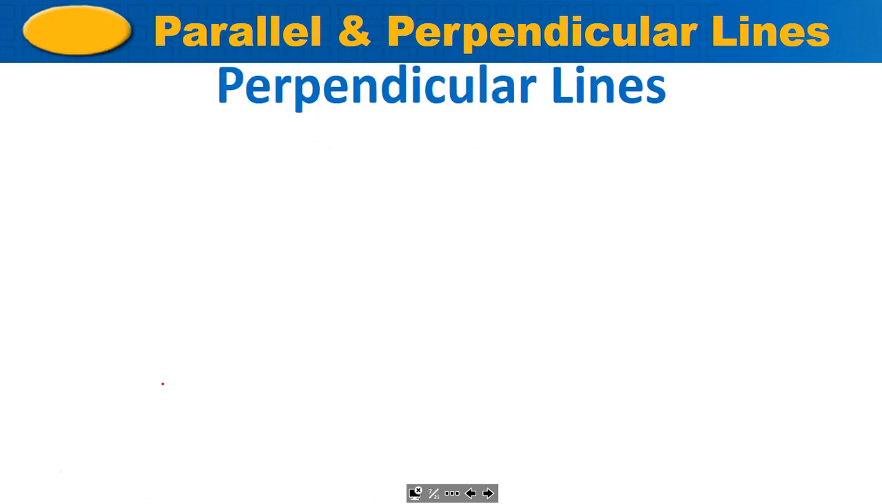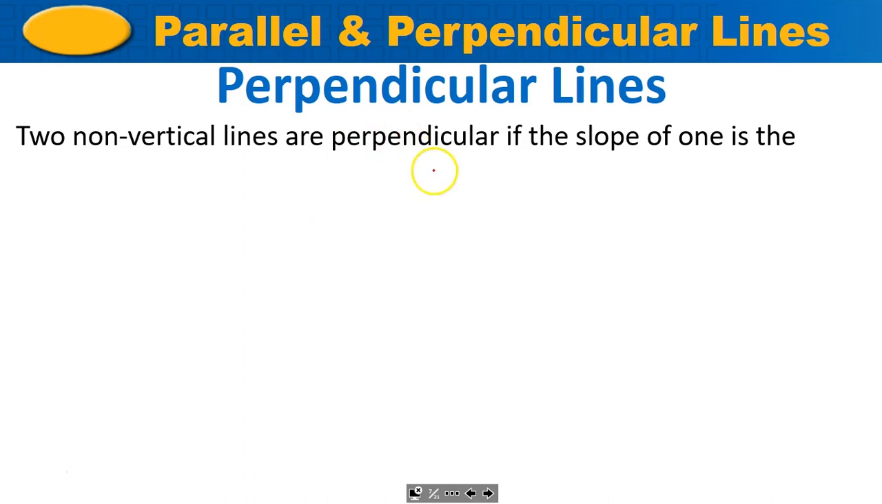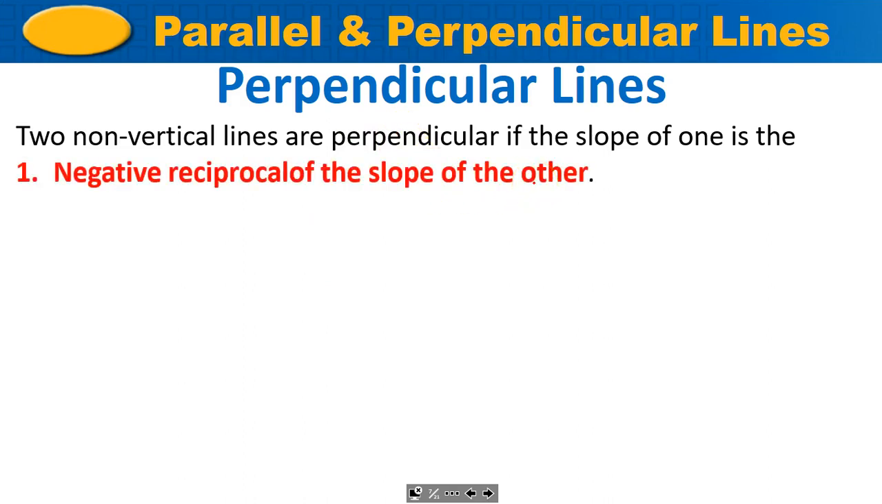Next, we're going to talk about perpendicular lines. So we're in the right-hand column now. It says, what determines if lines are perpendicular? Well, 2 non-vertical lines are perpendicular if the slope of one is the negative reciprocal of the slope of the other. Sorry, there should be a space there.